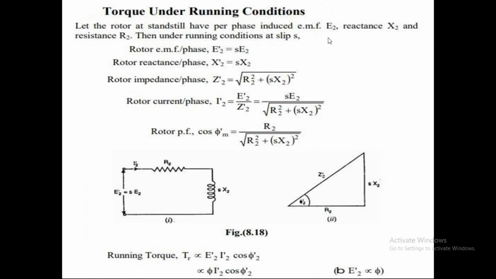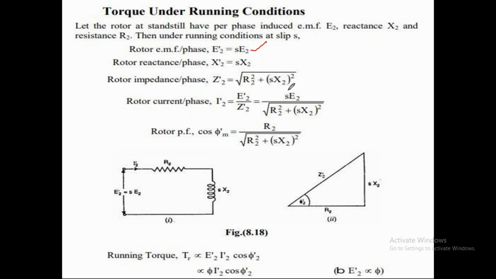Now let me see the torque equation under running condition. Let me take the parameters which are influenced by the slip at running condition. You can write E2 dash, so E2R also. E2 dash is equal to SE2, X2 dash is equal to SX2, and the impedance is the square root of R2 square plus (SX2) square, and current.